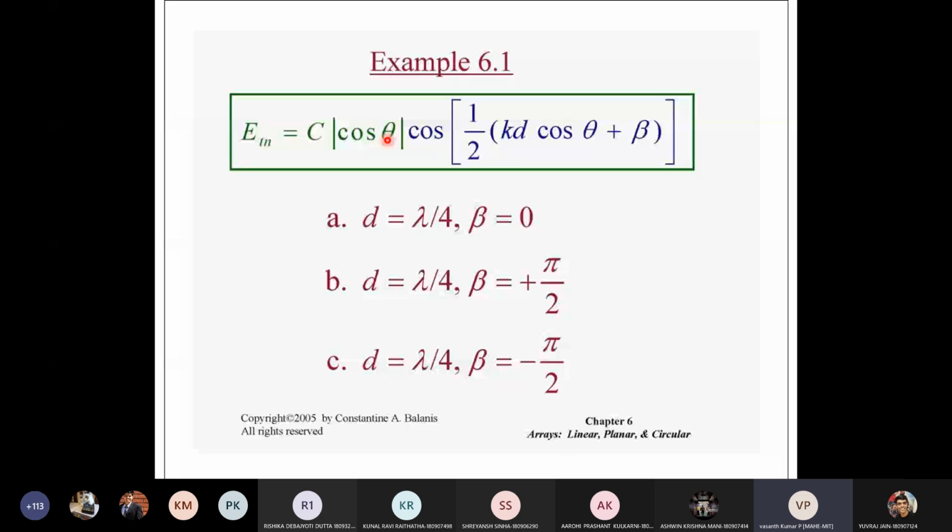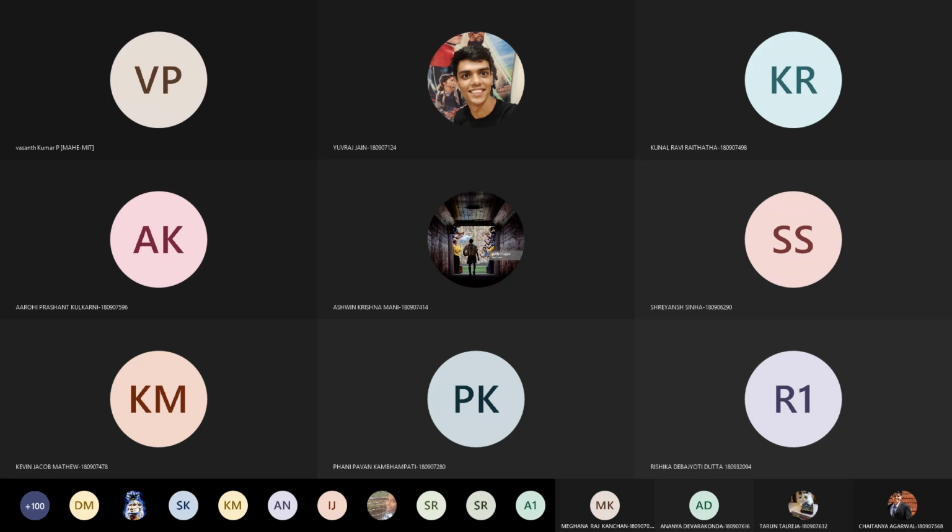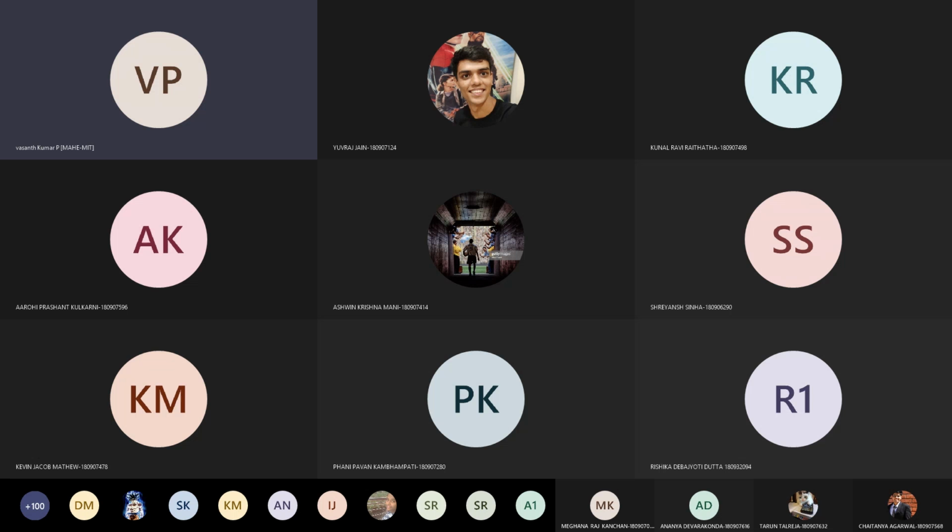So we'll consider 3 scenarios. These things are important and usually come in the exam to draw the pattern. You have to draw the element factor pattern, the array factor pattern, and then do the multiplication and find out the overall pattern. Now first we'll consider the first case. For d equal to lambda by 4, you get this array factor. The element pattern does not change.